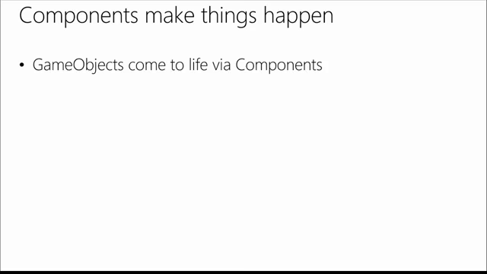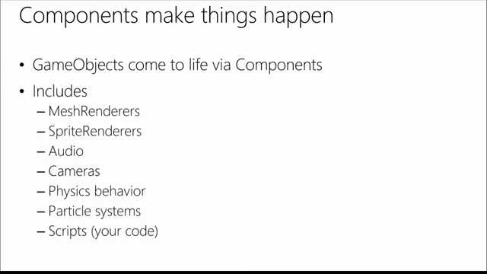Game objects come to life by having components added to them. And that includes a whole variety of different components, and your own custom components as well. You can develop mesh renderers, sprite renderers. If you want to do audio in your scene, that's also a component, an audio source component. Your camera comes to life by being a component. Everything is from components.